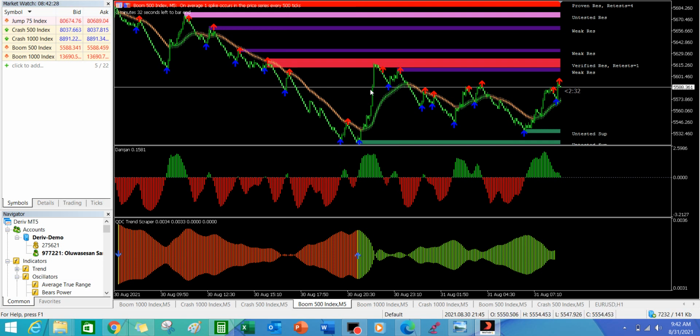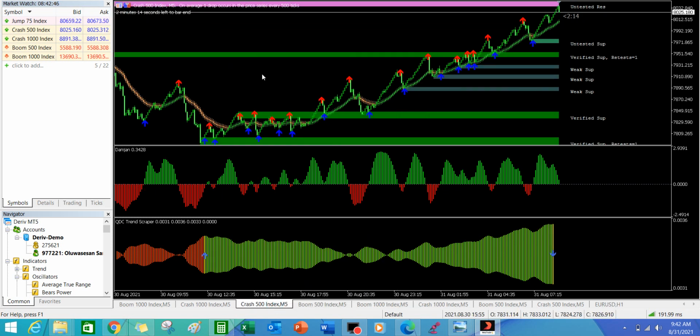So you can always do your calculation. Right on this support level, it started an uptrend. You can see it got to this resistance level, pulled back down to this level, and is now trying to make an attempt on that same resistance level again to see if it will be able to break it. Once broken, then that is it. It should be looking at the next resistance level above it. Let's check out Crash 500.